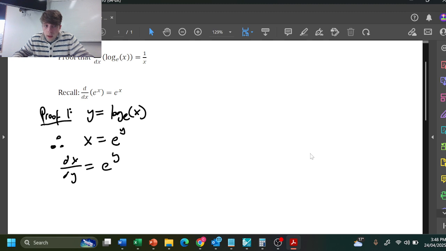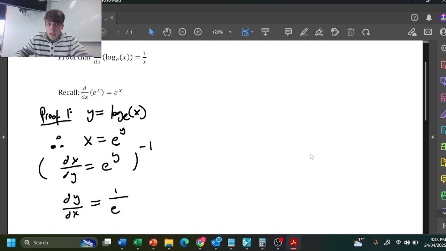If we flip this fraction, or rather raise both sides to the power of -1, we're going to get dy/dx on this side. And on this side, right now it's e to the power of y over 1, so this is going to become 1 over e to the power of y. And what is e to the power of y? Well, hang on a minute. Let me change the color real quick.